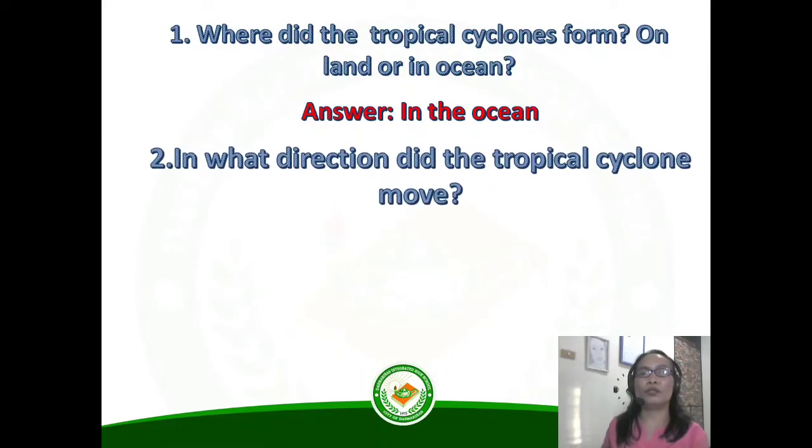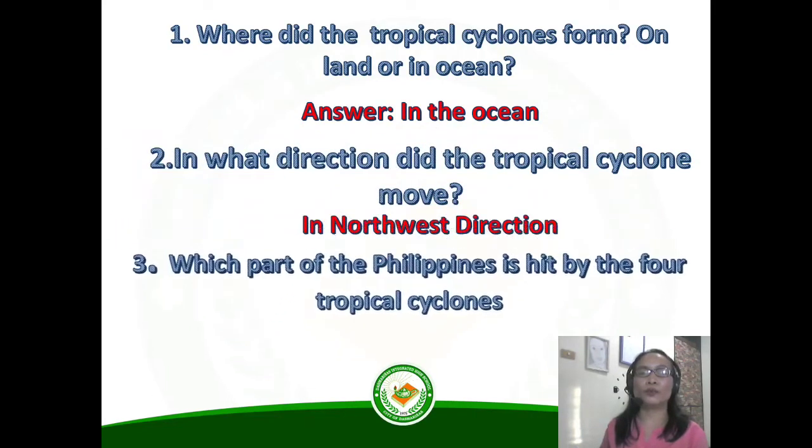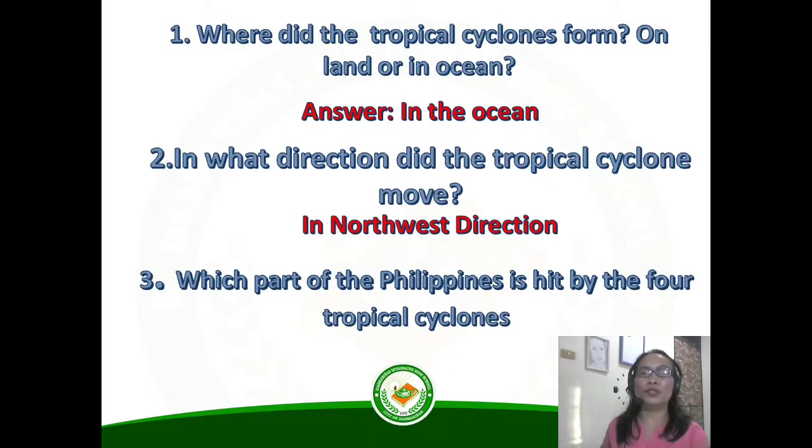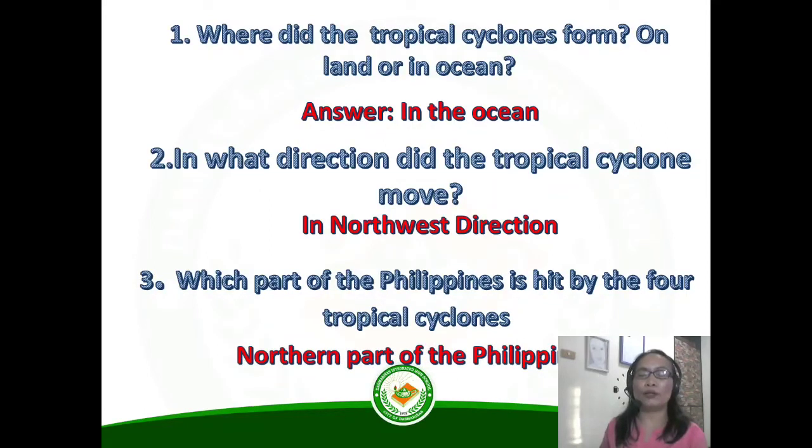Next question, in what direction did the tropical cyclone move? So going back to the figure, as I have shown a while ago, what did you observe? In what direction did the tropical cyclones move? The answer is in northwest direction. Next question. In which part of the Philippines is hit by the 4 tropical cyclones? The answer is the northern part of the Philippines.